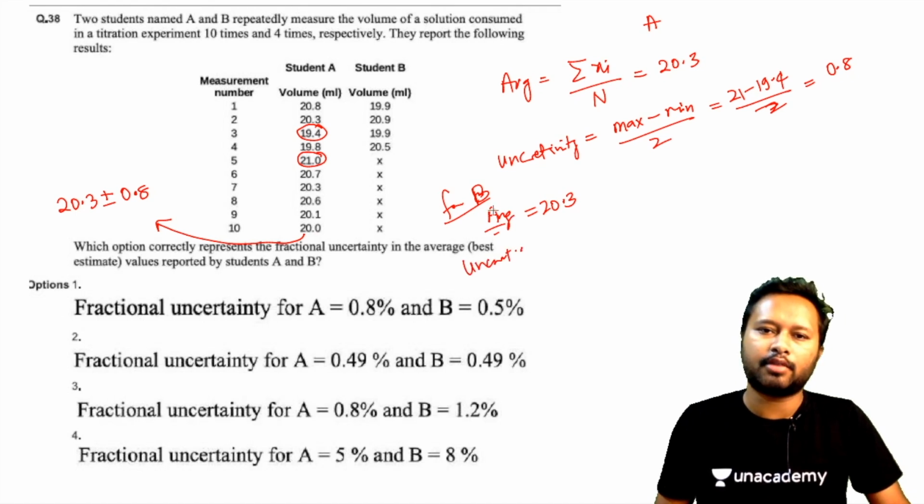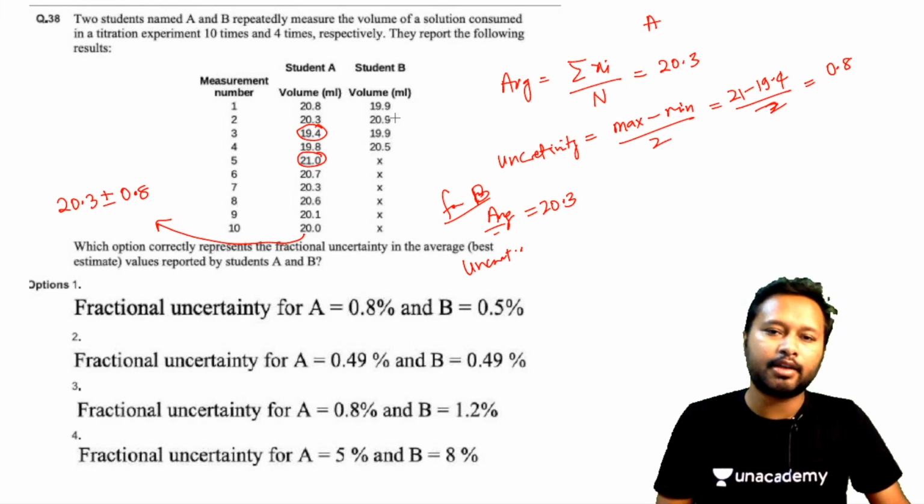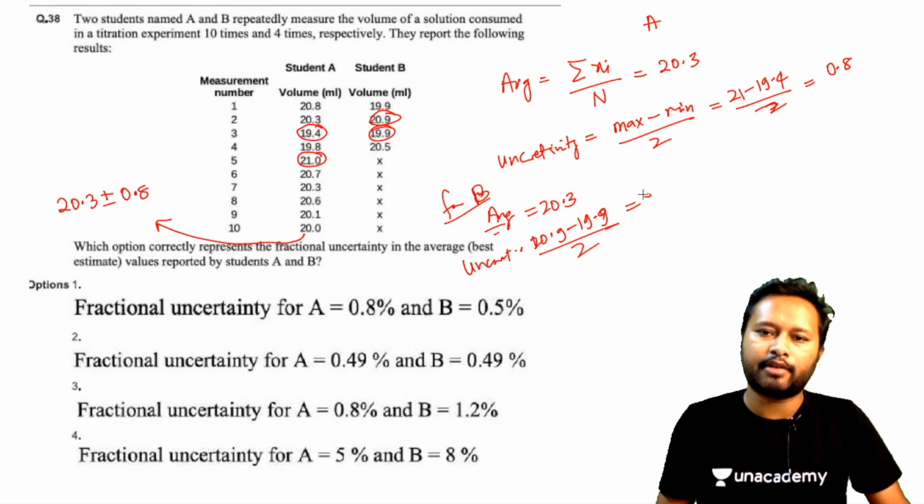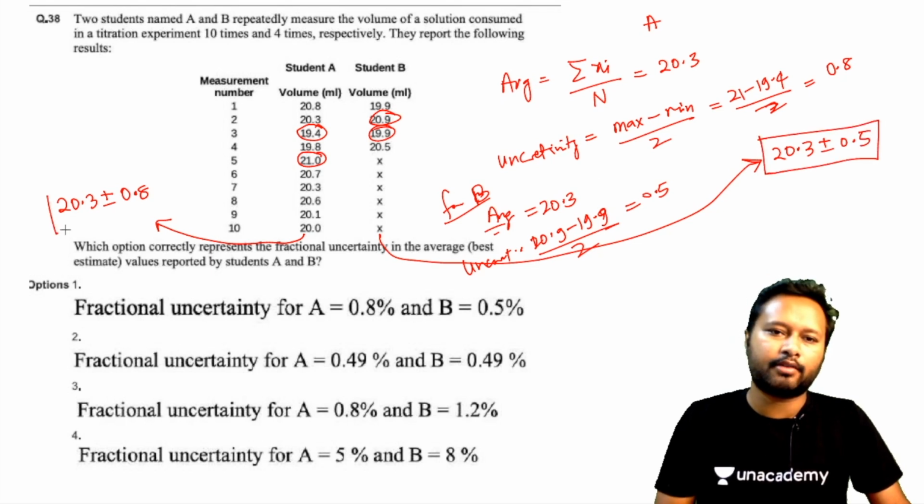And if you calculate the uncertainty, the maximum value is 20.9 and the minimum is 19.9. So 20.9 minus 19.9, divided by 2, gives you 0.5. So the reading taken by B should be written as 20.3 plus minus 0.5. Now these are the actual values which we have.